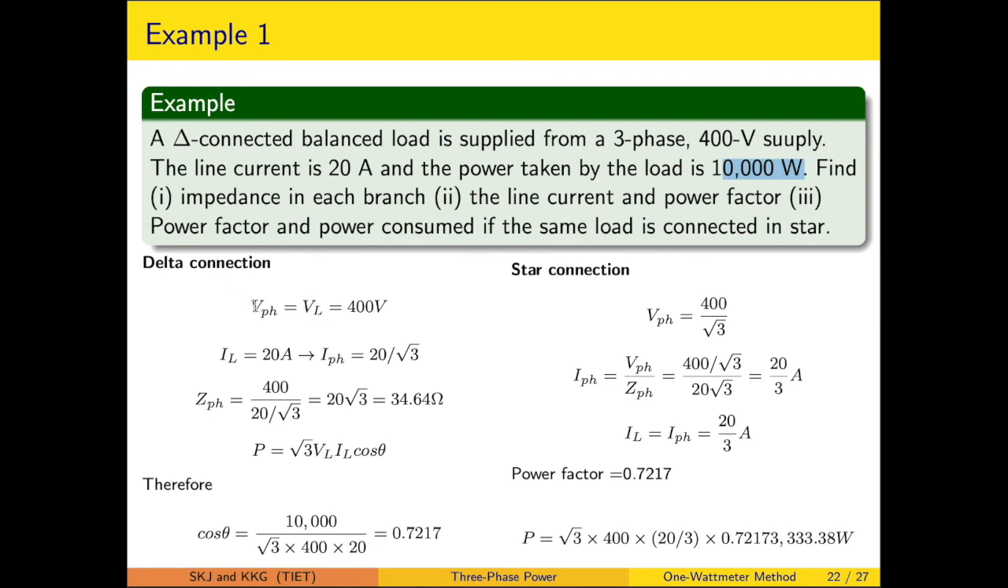For the delta connection, the phase voltage is equal to the line voltage, so that is 400 volt. The line current is 20 ampere, so the phase current will be 1 upon root 3 of the line current. That will give you the phase impedance, which is V phase upon I phase. So it is simply 20 root 3 ohms.